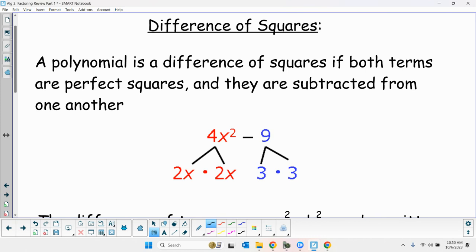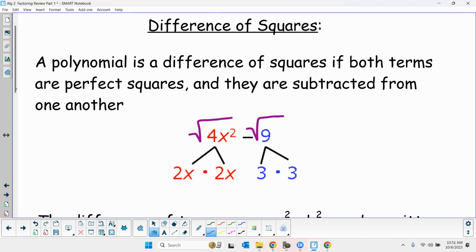2 terms. They're both perfect squares. Any variable to an even power. 4 is a square, so is 9. And it's got to be minus between them. Okay? Once you recognize it's one of those, to get these 2x, you got to take the square root.